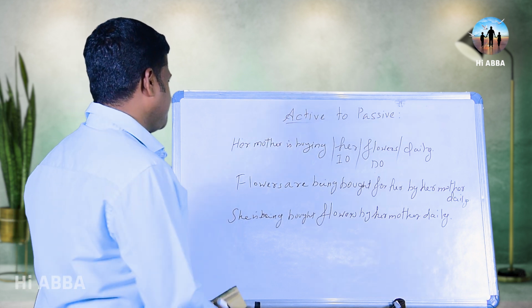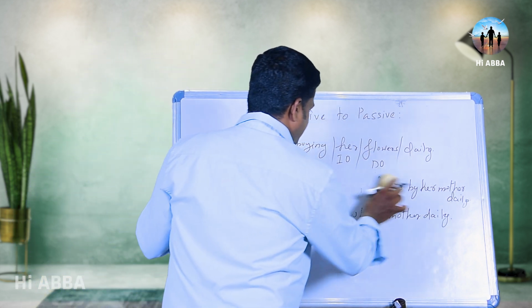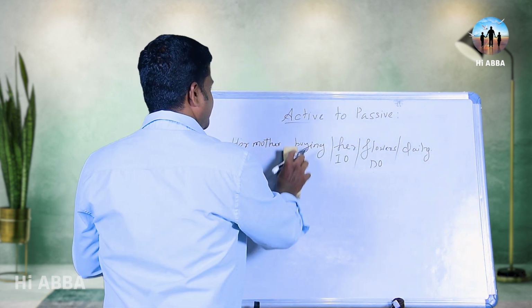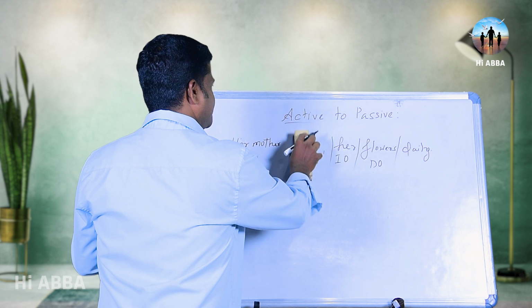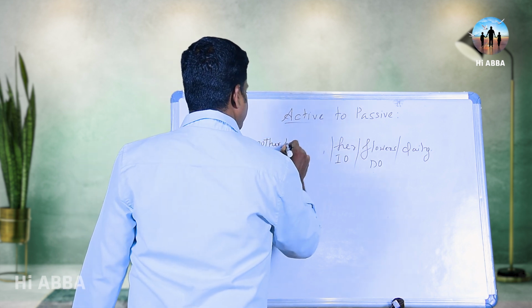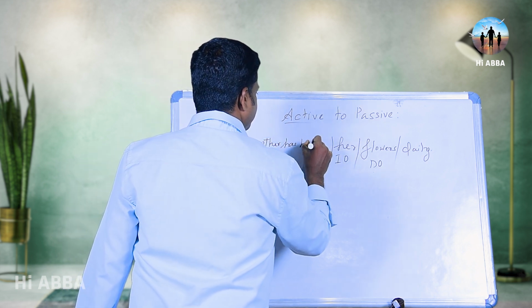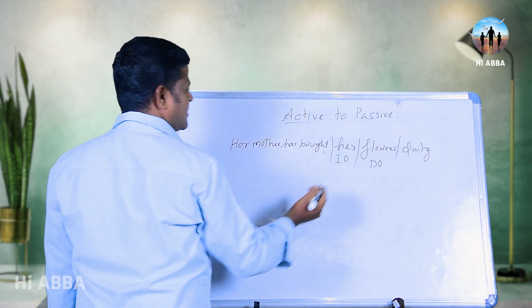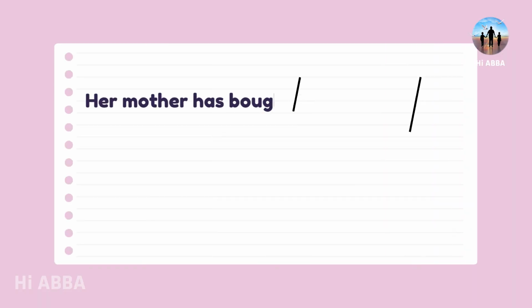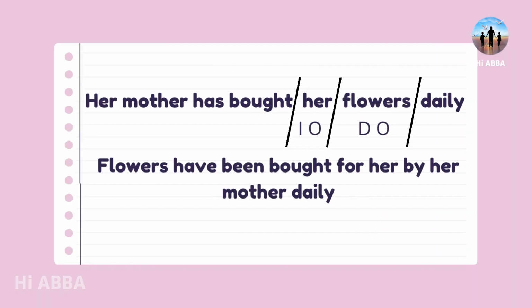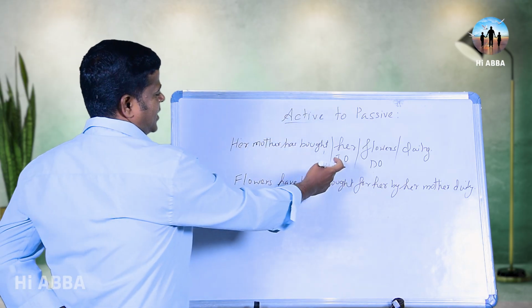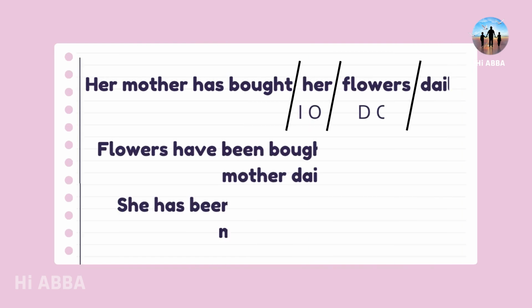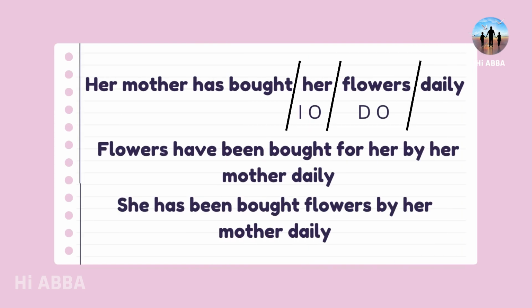We will go for this present perfect tense. Again, nothing much is to be changed there. So we can make a change here. Her mother has bought flowers every day. Again, we can write the passive voice. Flowers have been bought for her by her mother daily. Now again, we can use the indirect object here. She has been bought flowers by her mother daily.